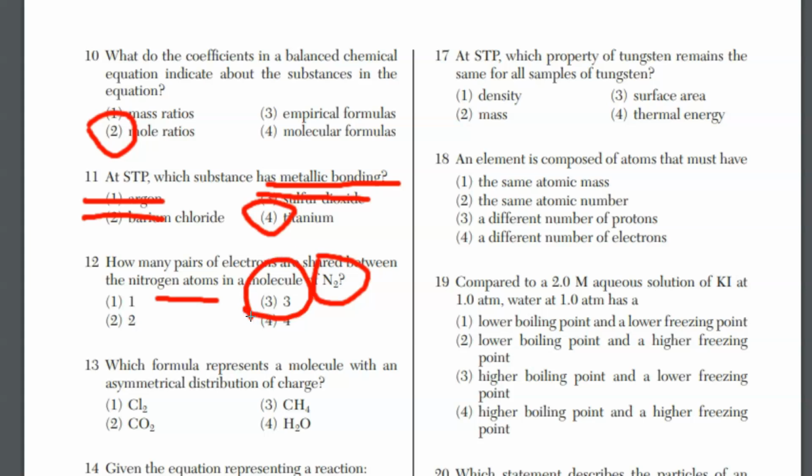For 13, which formula represents a molecule with an asymmetrical distribution of charge? For this, you can remember the word SNAP. And maybe your teacher mentioned this to you. If not, you could write this down. And then you put a line between the S and the N versus the A and the P. Symmetrical is nonpolar molecule. Asymmetric is polar. In other words, they're asking us which of the 4 is a polar molecule. And hopefully you always remember water is polar, which is choice 4.